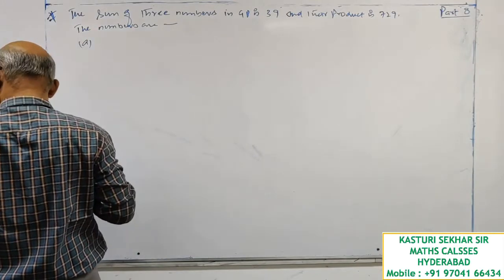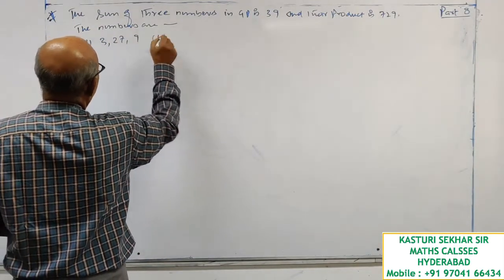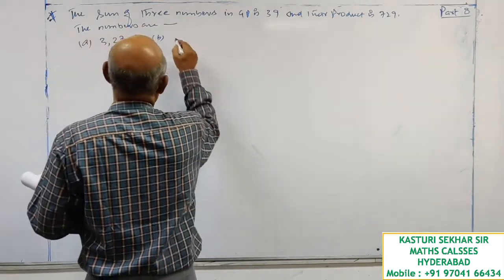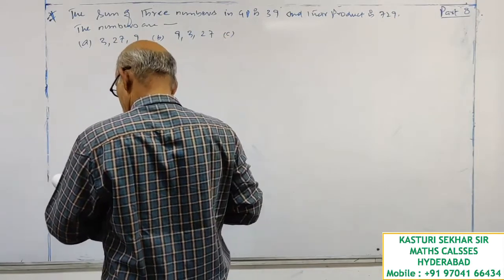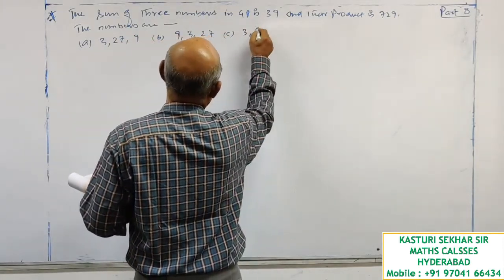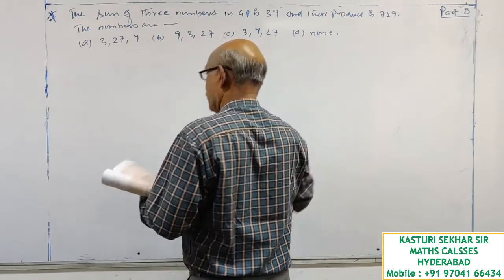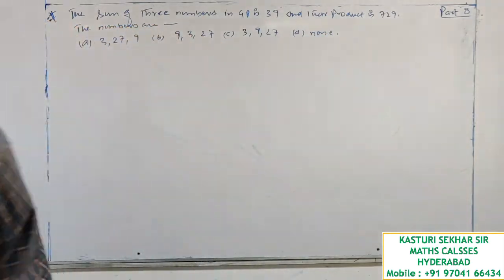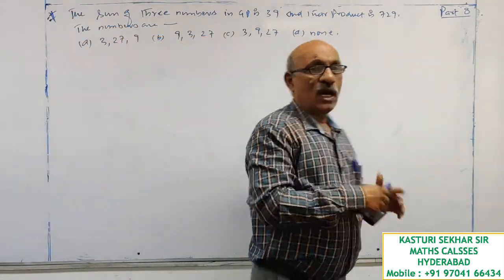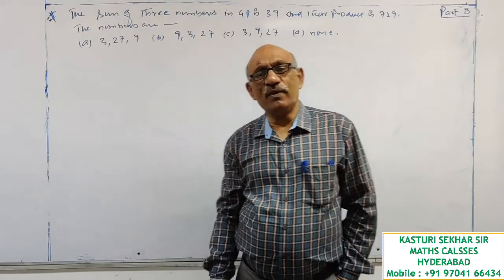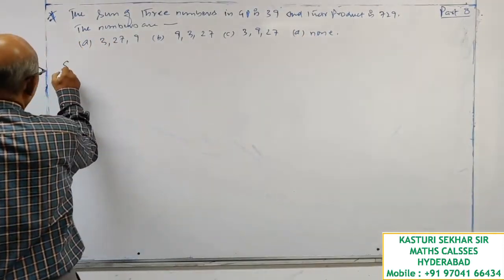Option A: 3, 27, 9. Option B: 9, 3, 27. Option C: 3, 9, 27. Option D: none of these. Now, three terms in a geometric progression are required for us. See the solution.